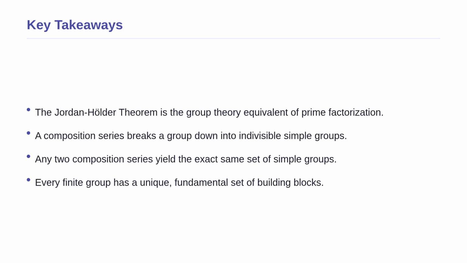We have covered a lot of ground today, so let us summarize our key takeaways. First, the Jordan-Hölder theorem is the group theory equivalent of prime factorization, proving that every finite group has a unique set of simple quotient groups. Second, a composition series is the step-by-step chain that breaks a group down into these indivisible simple groups. Finally, we proved this using the second isomorphism theorem, showing that any two parts will always yield the exact same building blocks.